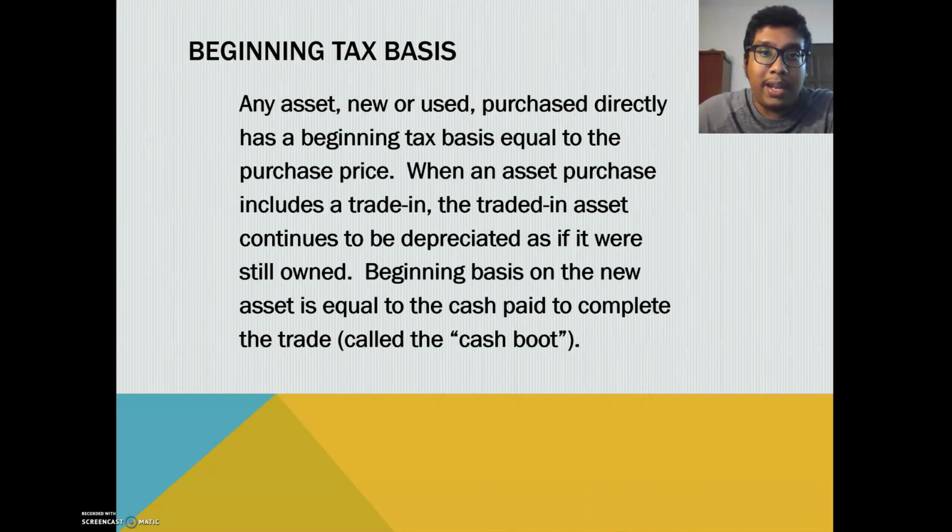Okay, next is the beginning tax basis. Any asset, new or used, that is purchased directly has a beginning tax basis equal to the purchase price. Let me give an example. If you buy an item or asset that has a value of maybe 3,000 ringgit, the purchase price is 3,000 ringgit. So the beginning tax basis is also 3,000 ringgit because it equals the purchase price.